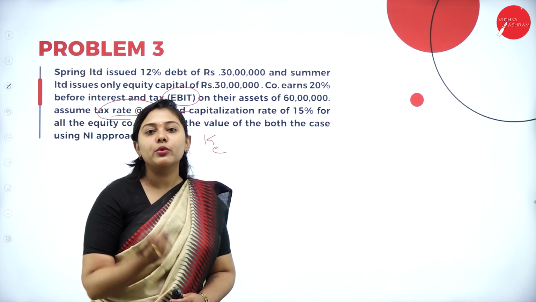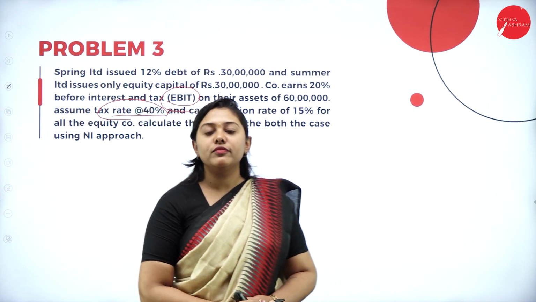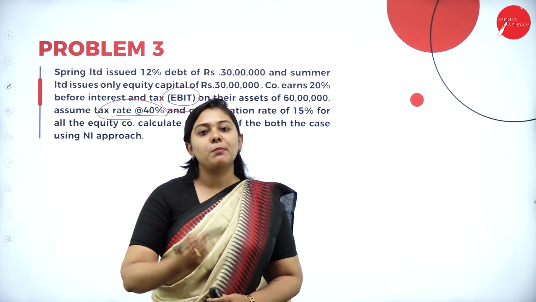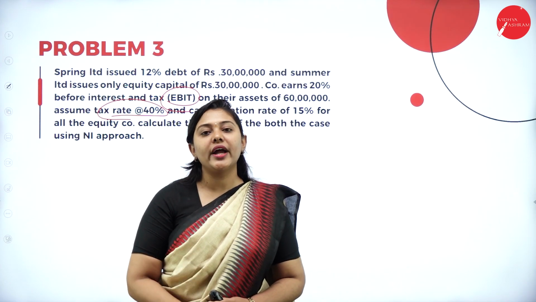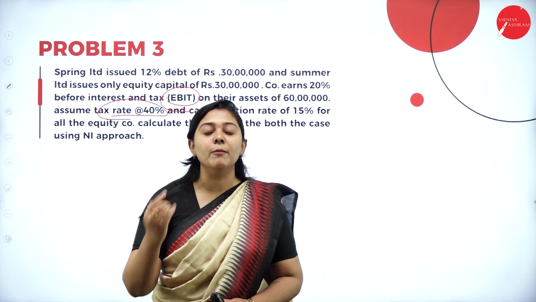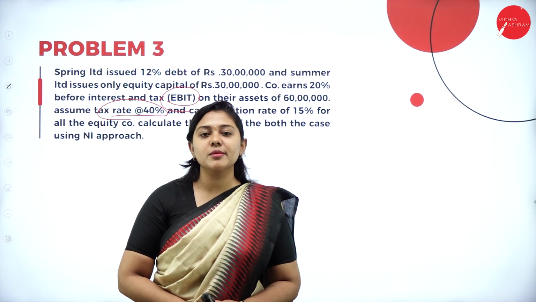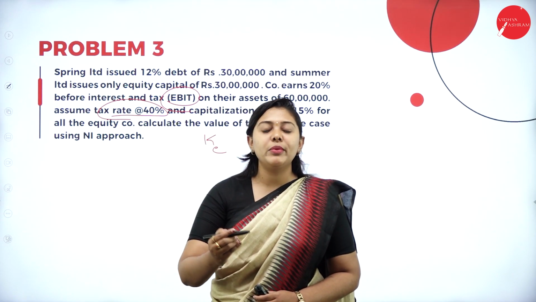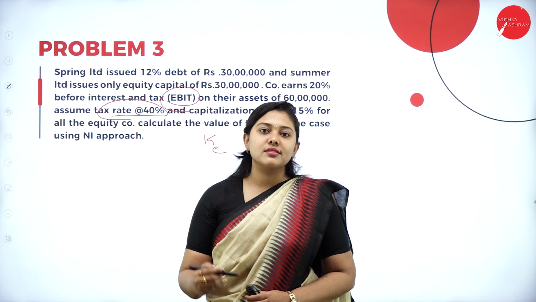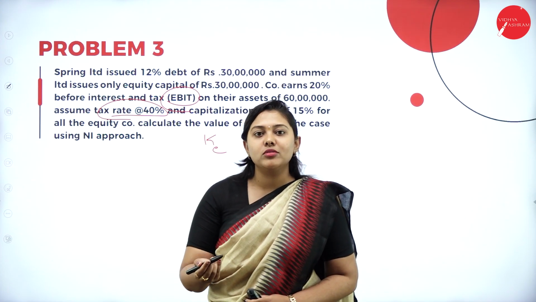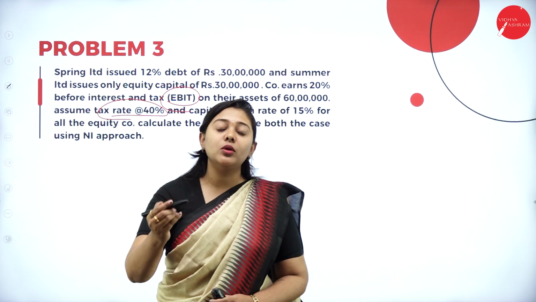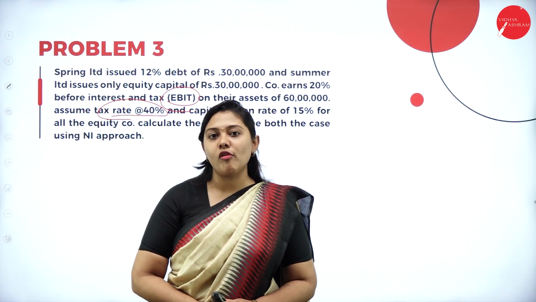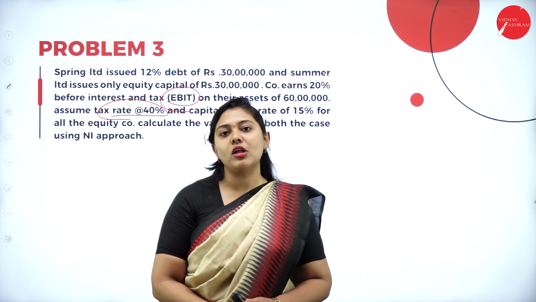So under NI approach, to calculate the value of the firm, what is the formula? Market value of equity plus market value of debt. You will get value of firm. So in order to find out the market value of equity, in the question it is not given. So only EBIT is given, interest rate is given, as well as your debt amount is given, and equity capitalization rate is given, but the market value of equity is not given. So let us solve the problem.